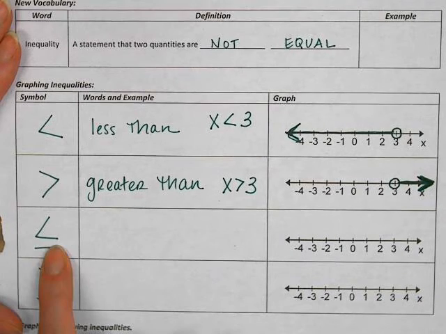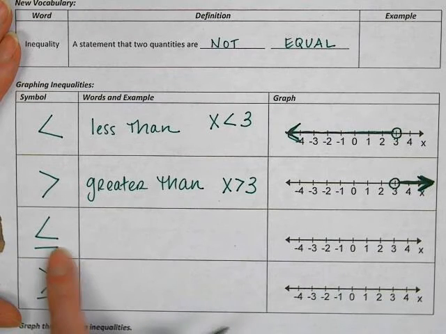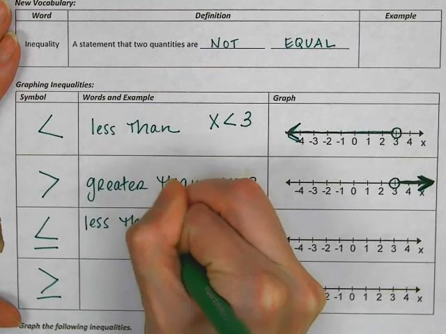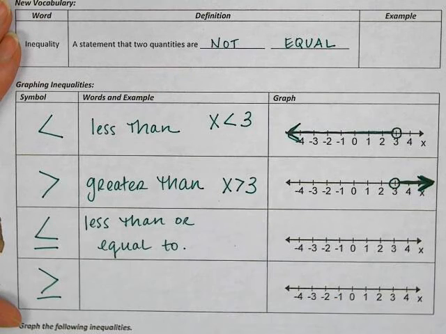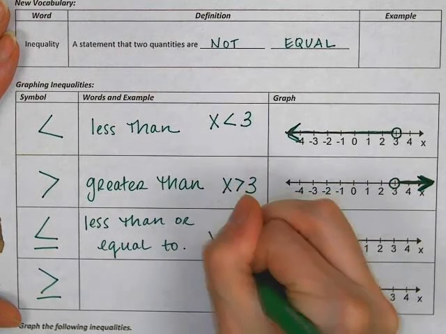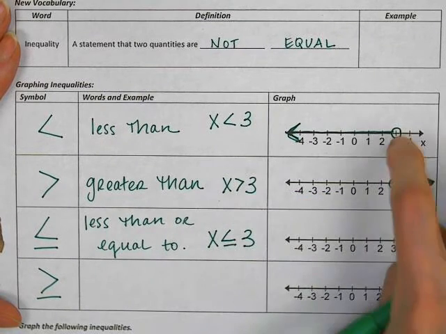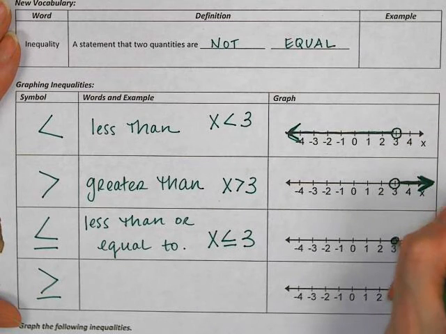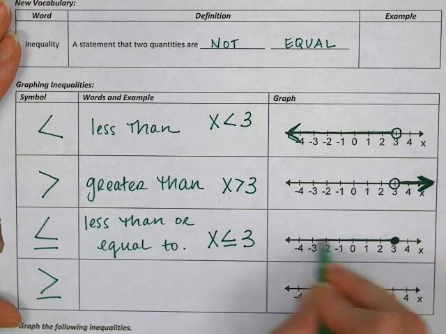And then this one is very close to this one, so it's less than, but that extra dash means or equal to. Less than or equal to. Okay, so it's going to be the same thing as this one. Let's say it said x is less than or equal to 3, but instead of an open circle, now that we're saying it could be equal, we're going to do a closed circle. But less than still means arrow out to the left.